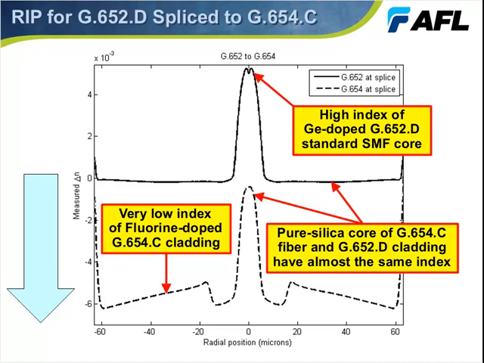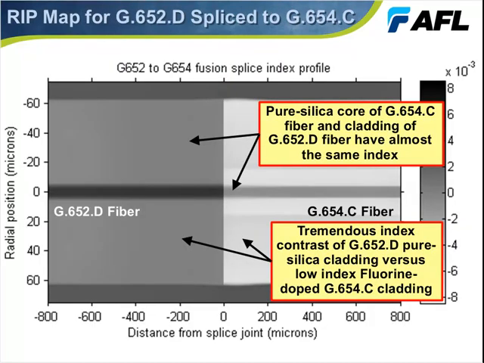So let's go on to the next slide and see a graphical representation, again showing the 652 fiber on the right, the 654 fiber on the left. It's a little hard to see with the human eye, but in this grayscale, darker means higher index of refraction, and so the pure silica cladding of the 652 fiber is about the same refractive index as the core of the 654.